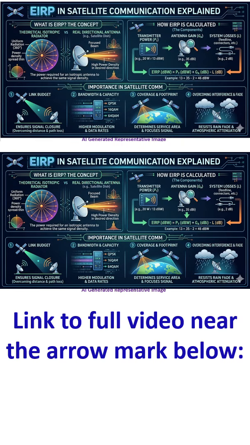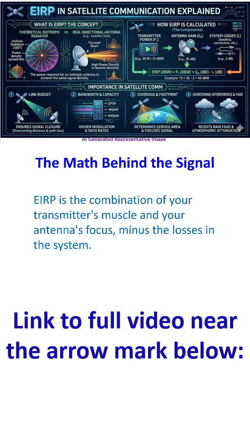In satellite communications, raw transmitter power doesn't tell the whole story. What matters to the satellite receiver or the ground station is the actual signal density it sees. By focusing RF energy into a tight beam, you can drastically increase the apparent power arriving at the target even if the transmitter output remains unchanged.